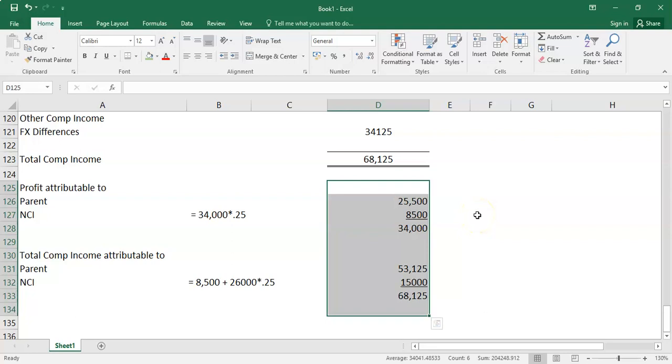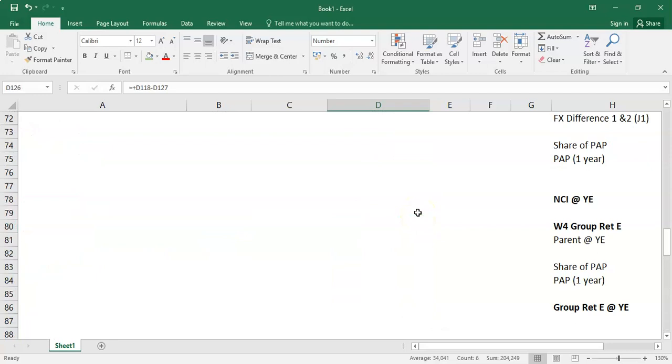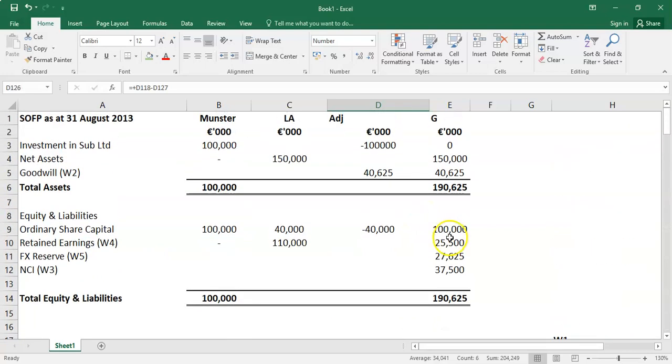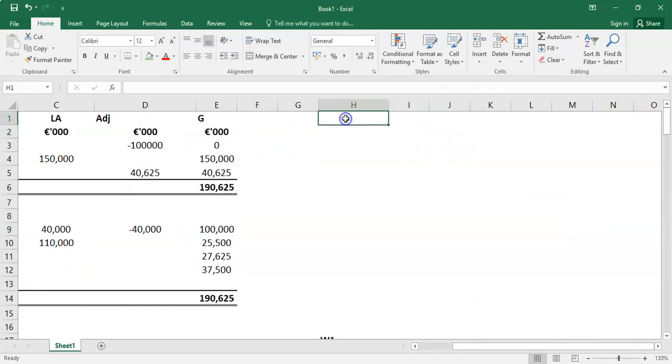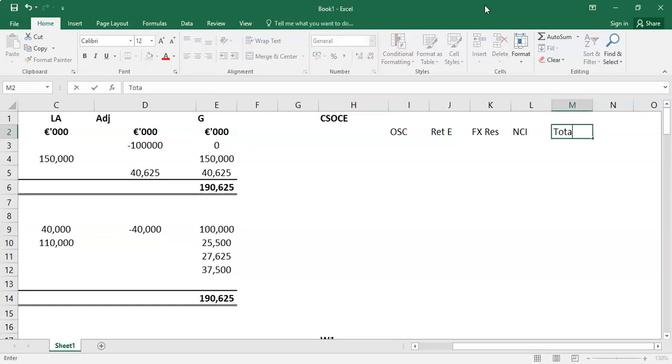So what we're going to look at is, remember these items, we'll come back to them, and go back up here to the statement of financial position. Remember these closing balances. We're now going to do a consolidated statement of changes in equity just to see, does this make sense? We'll do it here just for clarity. You're going to have ordinary share capital, retained earnings, FX reserve, and NCI and total.